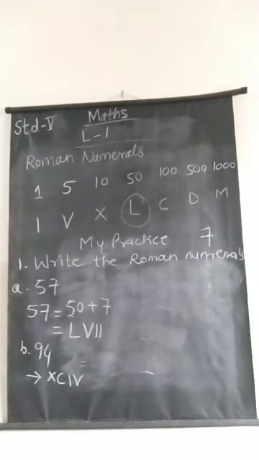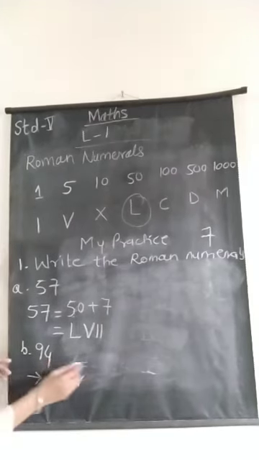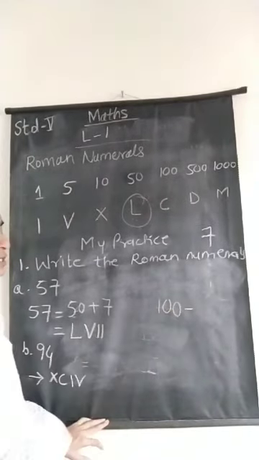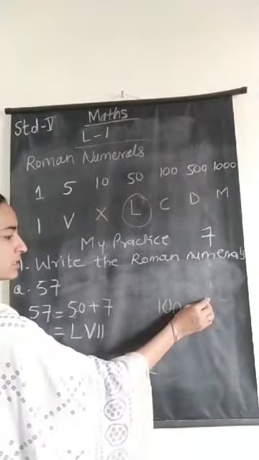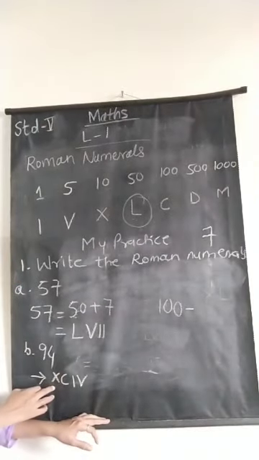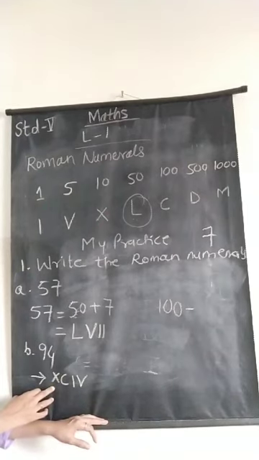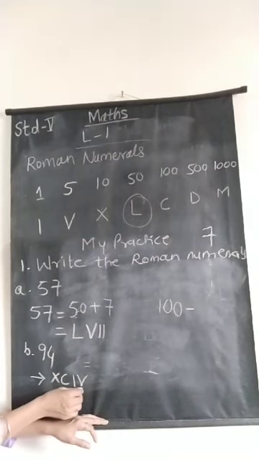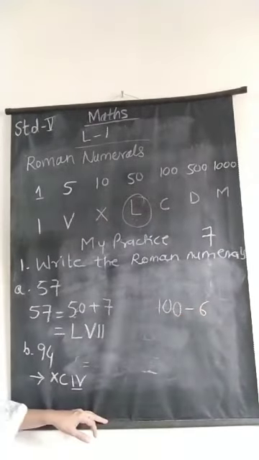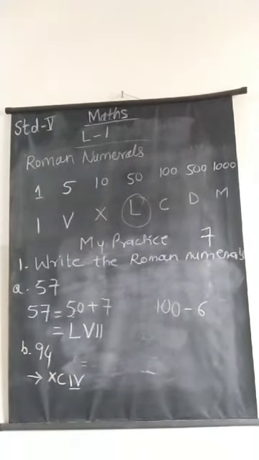Okay, how are we going to write this 94? 94 can be written as 100 minus 6, or you can write, here X is written, X is for 10, and this is for 4. So how are we going to write 100 minus 6 also? 100 minus 6 means 94.